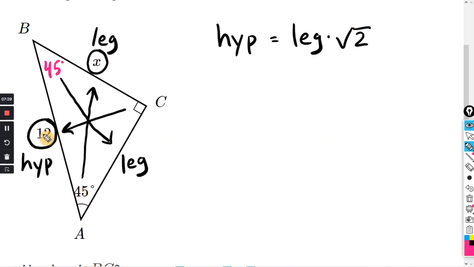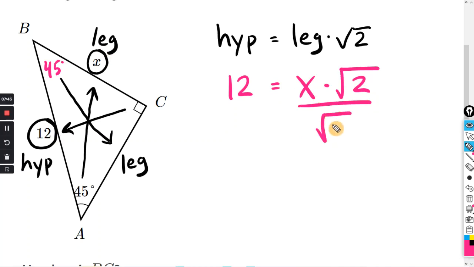So we see the hypotenuse is 12. We see the leg is x, and that's times radical 2. Solving for x, the opposite of times radical 2 is to divide by radical 2. You want to do that to both sides. All right, and these numbers cancel.